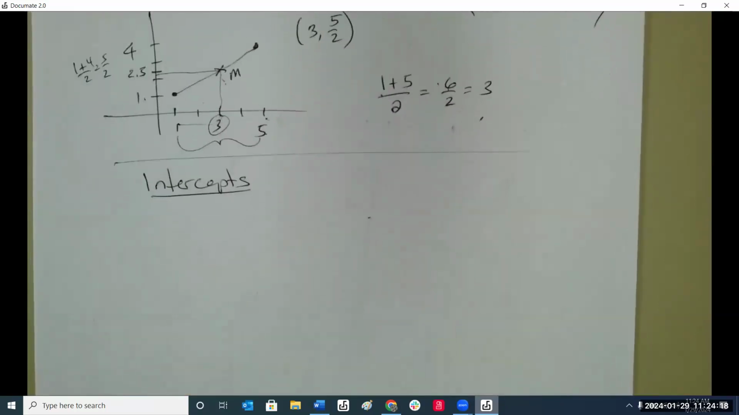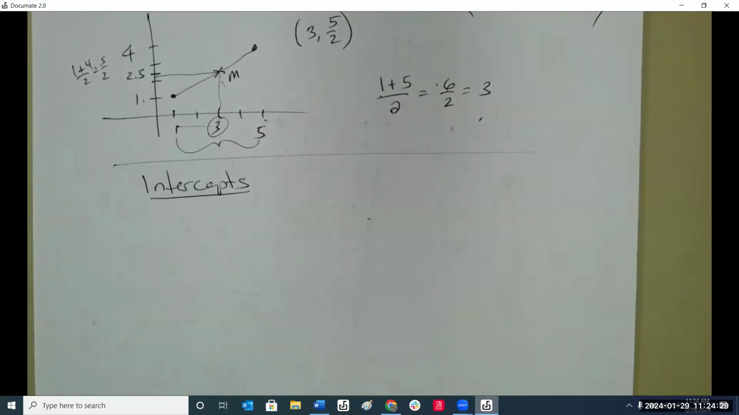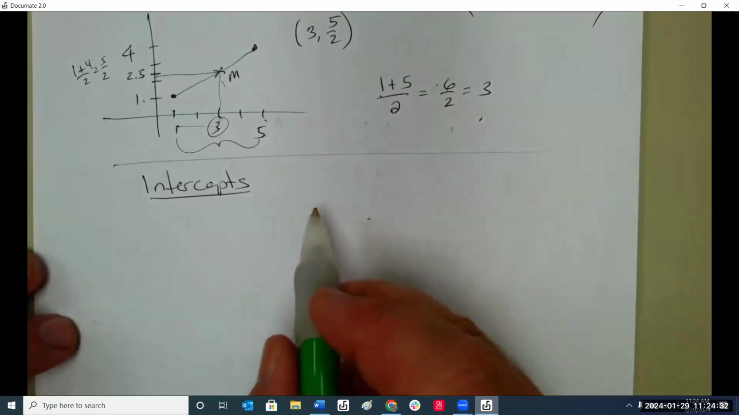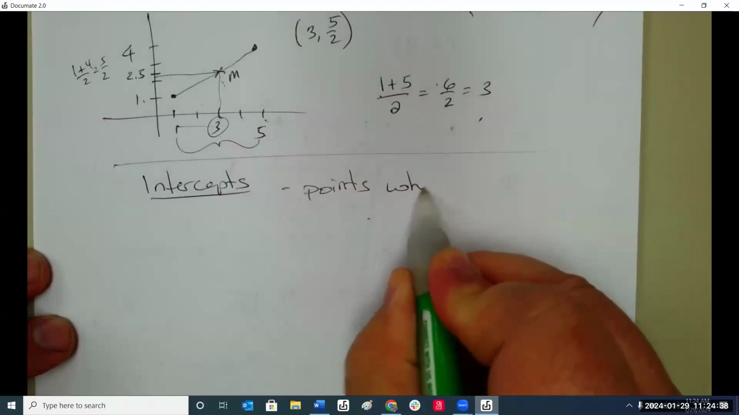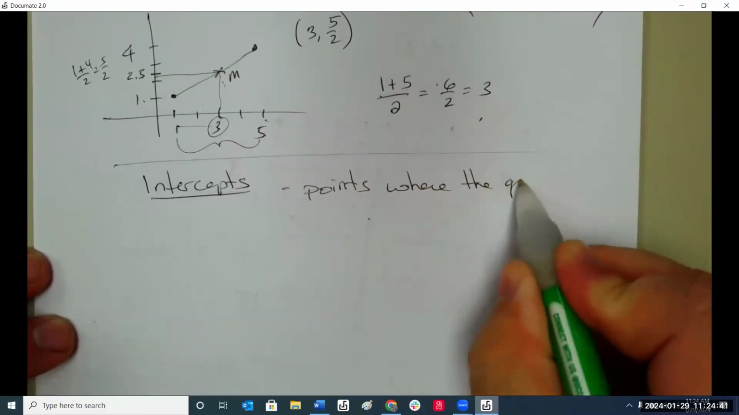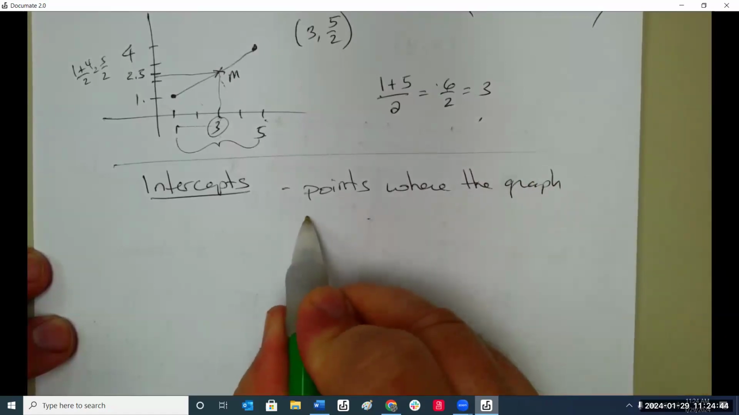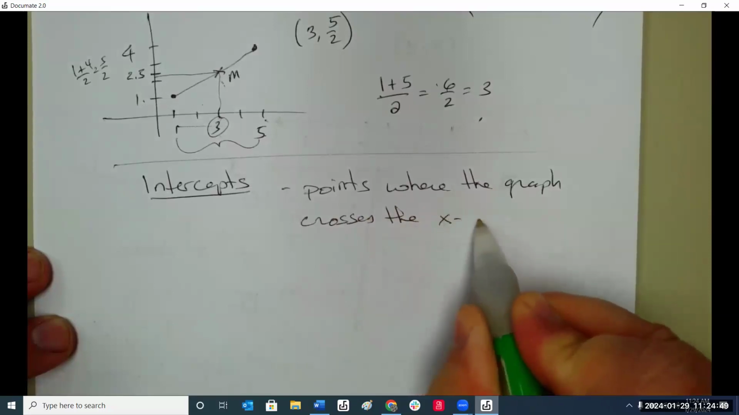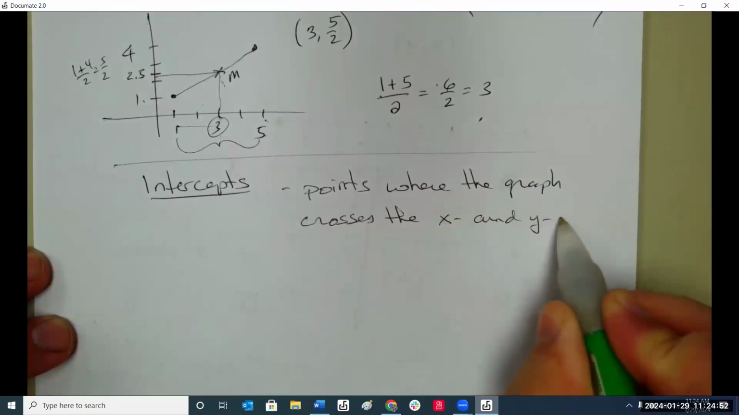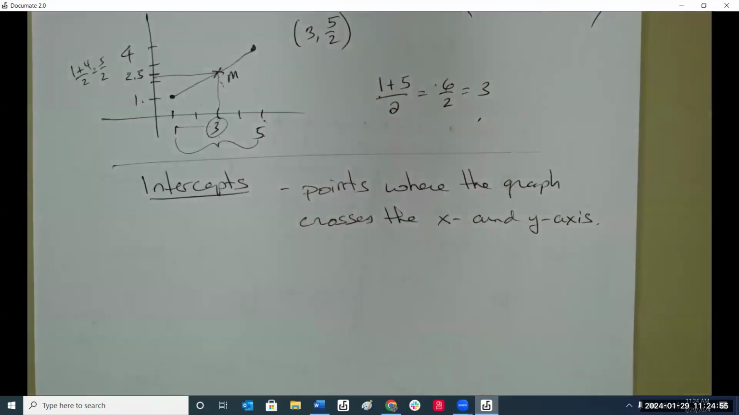What are intercepts? That's what it is, but what exactly is it? Where it crosses the line. Right. Points where the graph crosses the X and Y axis. Those are intercepts. How do we find them?